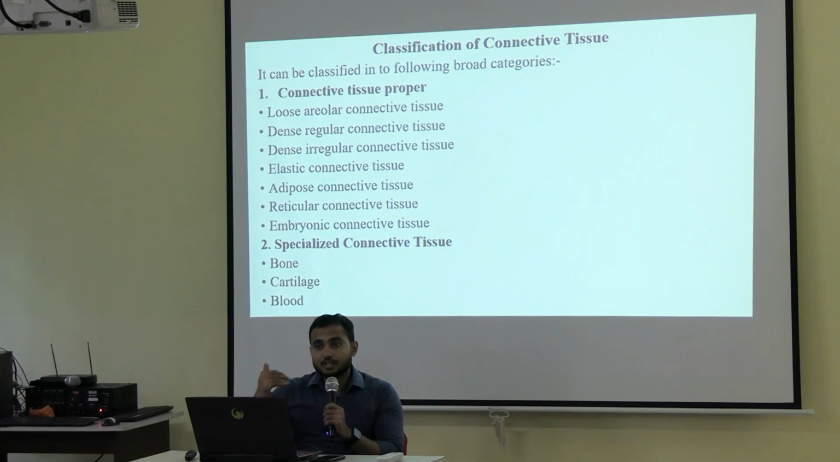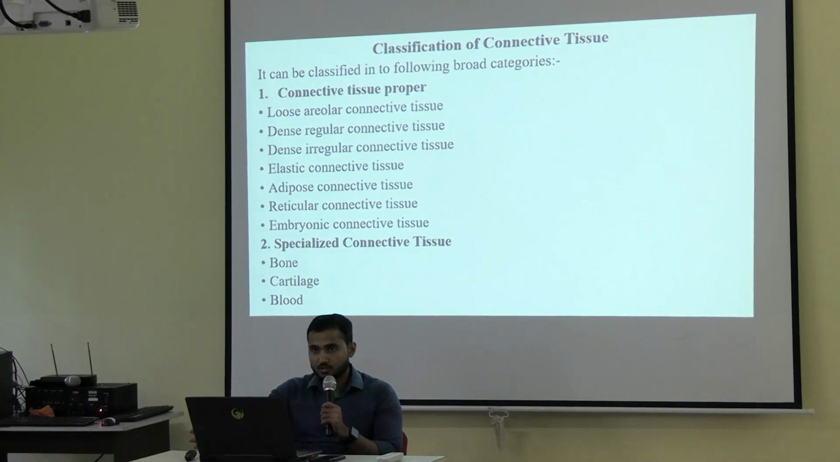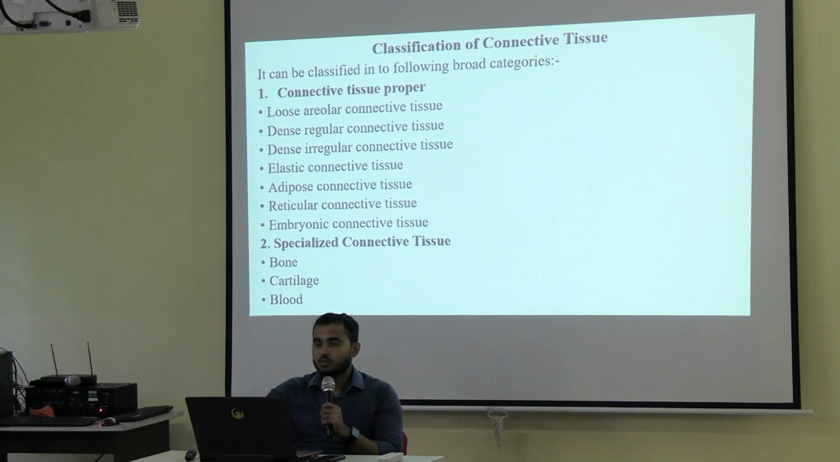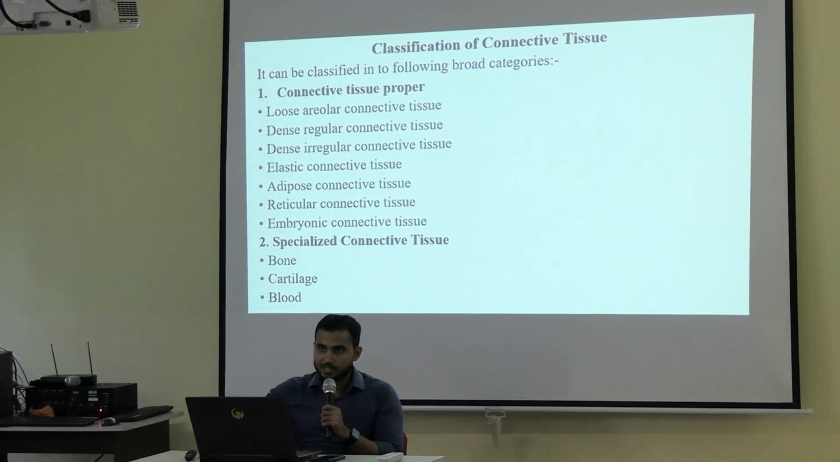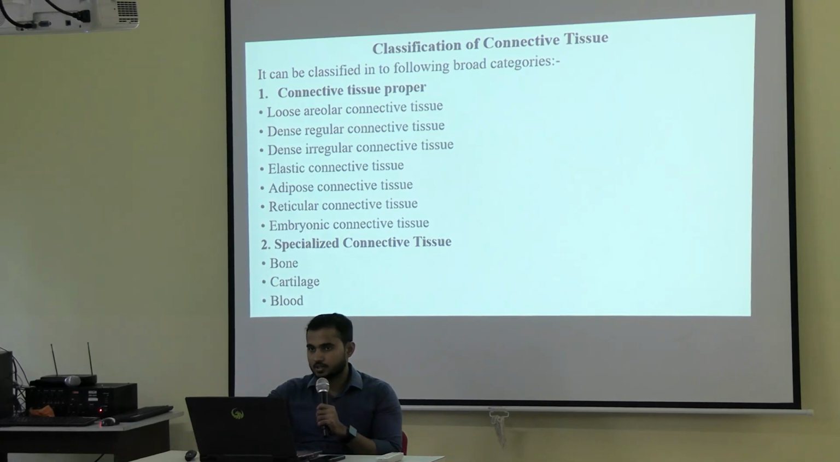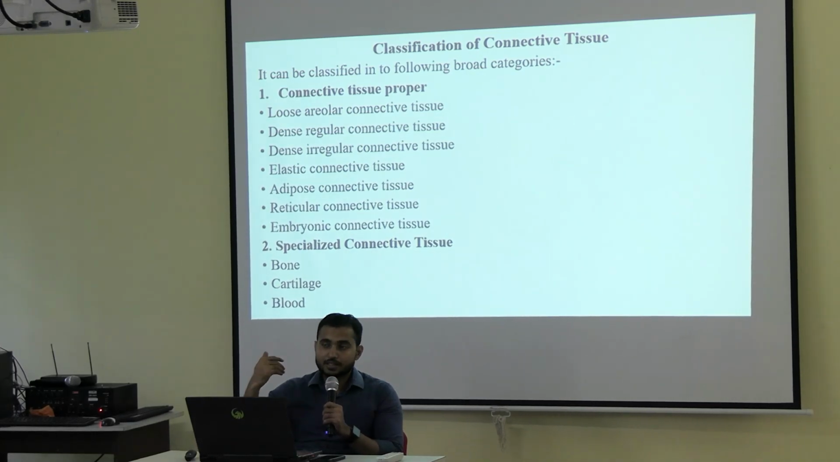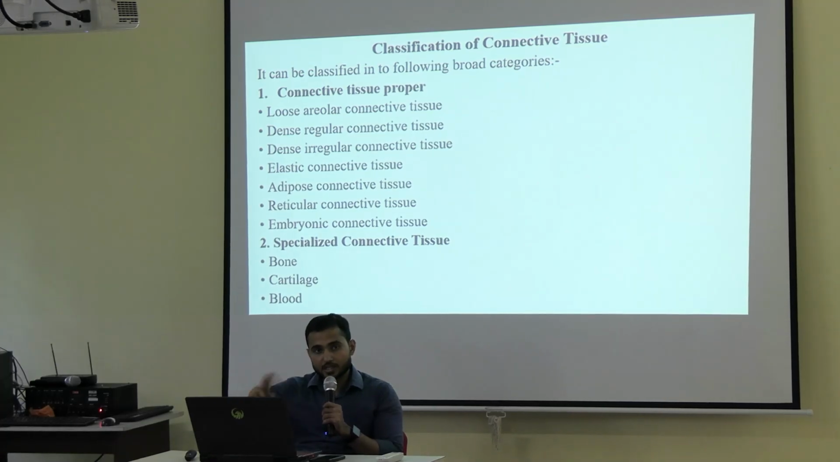So for that, a specialized substance is there. That is called hyaluronic acid. It has the affinity to hold water molecules. That's why the cartilage is firm and consistent. So like this, the modification is done in the ground substance, and based on that the classification is done.